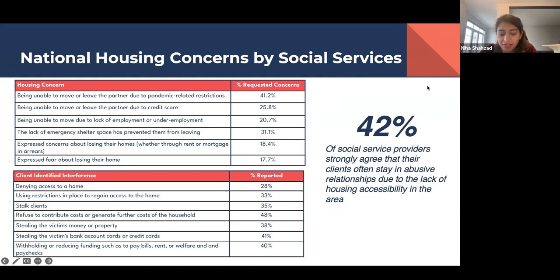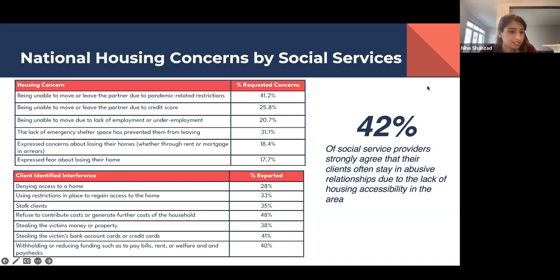48%, so almost half of them, said that abusers refuse to contribute costs in the household or generate further costs of the household. This includes things like running up utility bills by keeping the tap water on. This is something that we heard from our survivors, like keeping all the lights on, generating a lot of electricity so that the bills are higher and the victim is unable to pay for them.